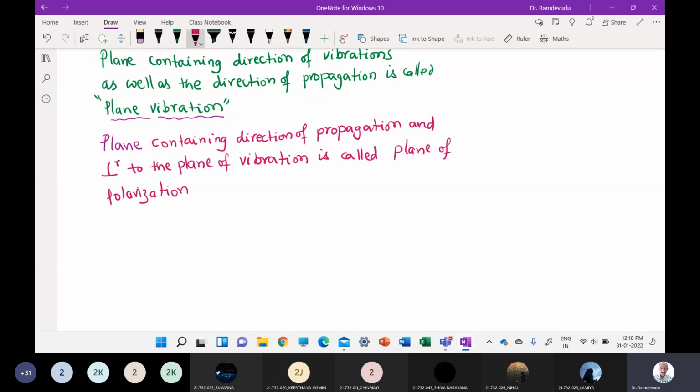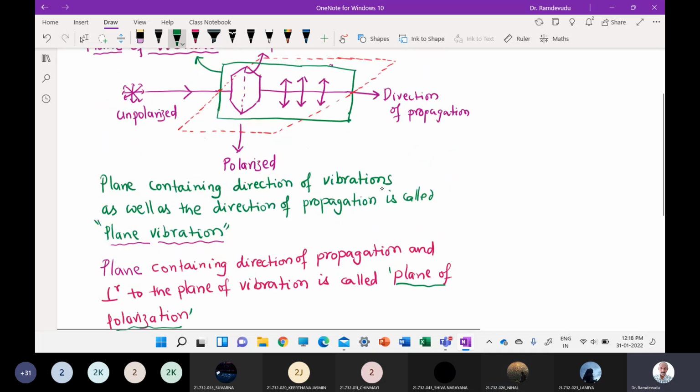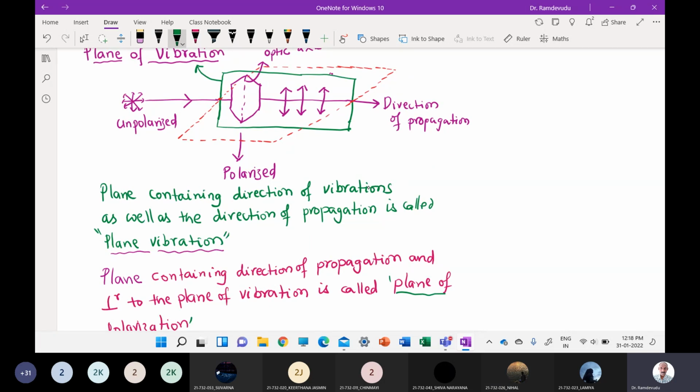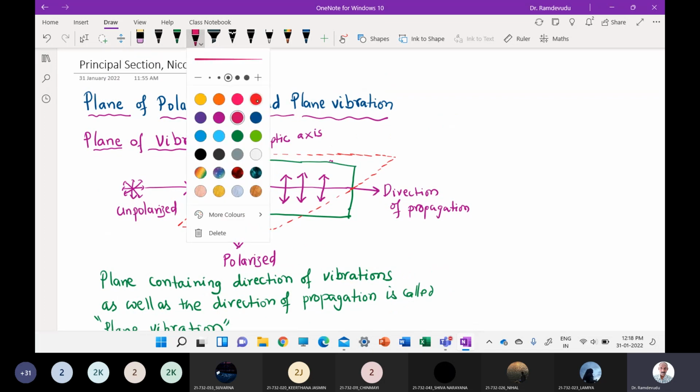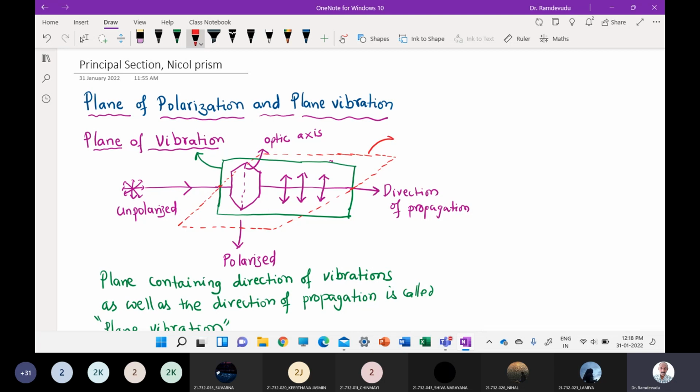Can you see the screen, whatever I am writing here? Yes, sir. Yeah, so this is the plane of vibration. In the plane of vibration, we have only the vibrations of the E vector. But in the plane of polarization, the vibration vectors are not there. It's a perpendicular plane not containing them. So the red color plane is actually the plane of polarization. So we have the plane of polarization and the plane of vibration. These are very important planes to understand.